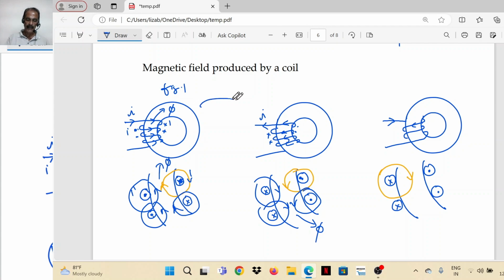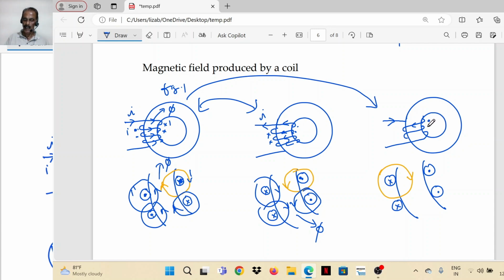Third case. So this is the first and second, current direction reversed. Here current is in the same direction, but the winding sense is reversed. Here in figure 1, it is found in a clockwise sense, we can say. Here it is in the opposite sense, counterclockwise sense.